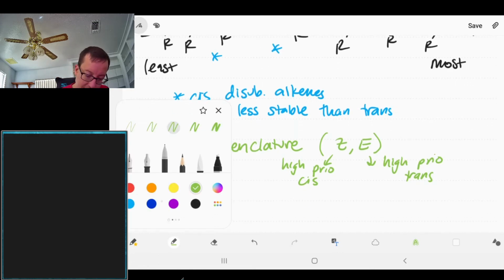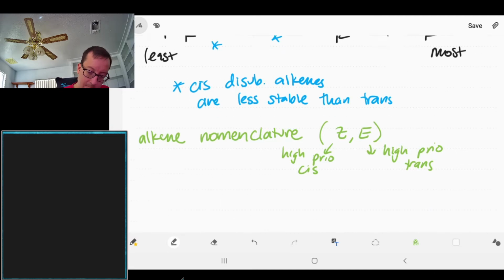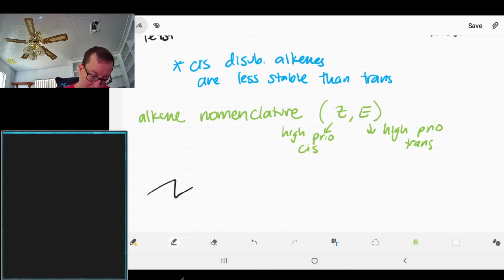But in terms of naming alkenes, this was pentane, right?